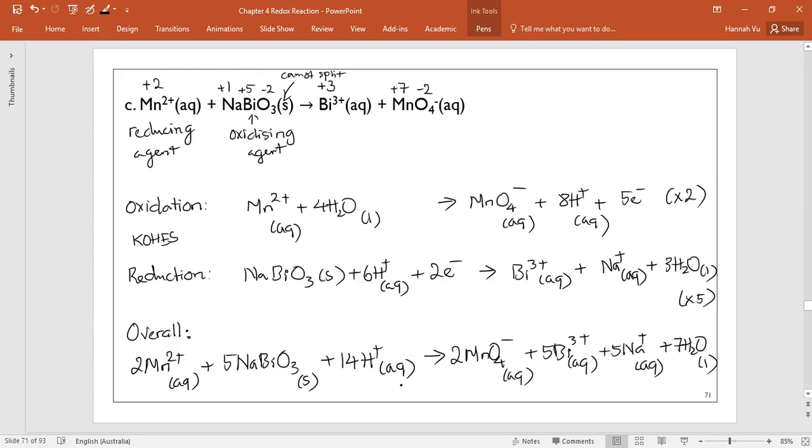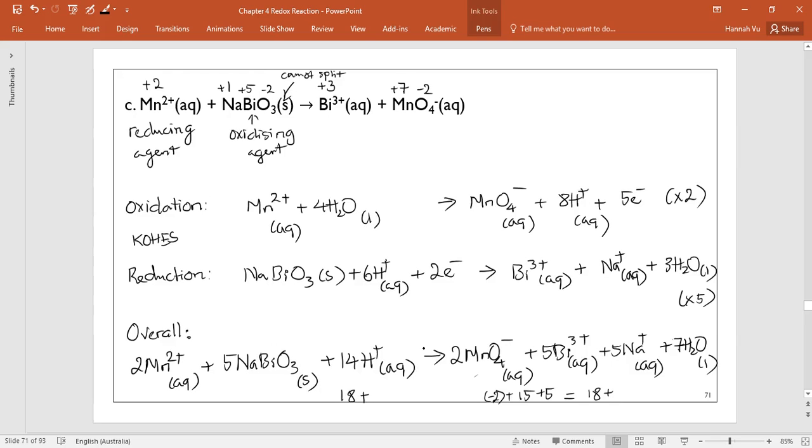So I really have to do a charge check here. This is 14+ and then 2+, which is 16+ on the reactant side. The product side has 2 minus, 5 times 3+, 15+, and 5+, which is 18+. So I have made a mistake somewhere. Let's see whether I could find it. Oh, okay. No, I think I know what it is now. The charge on this side should be 18+ because you have 2 of the manganese. So 4+ 14 is 18+.